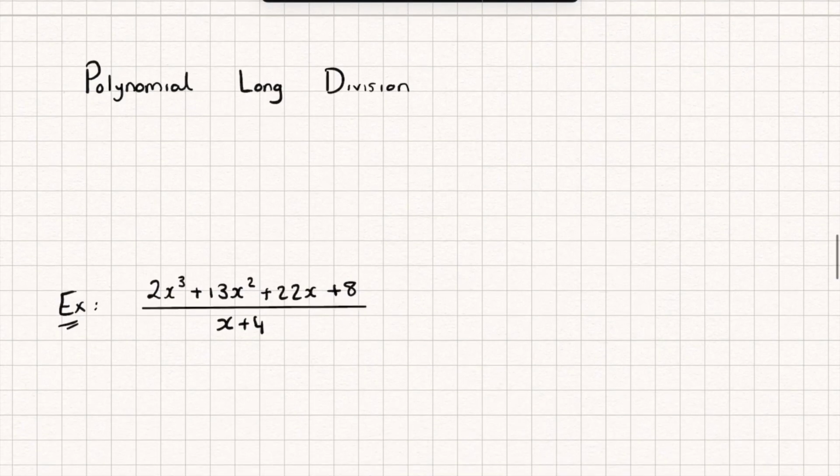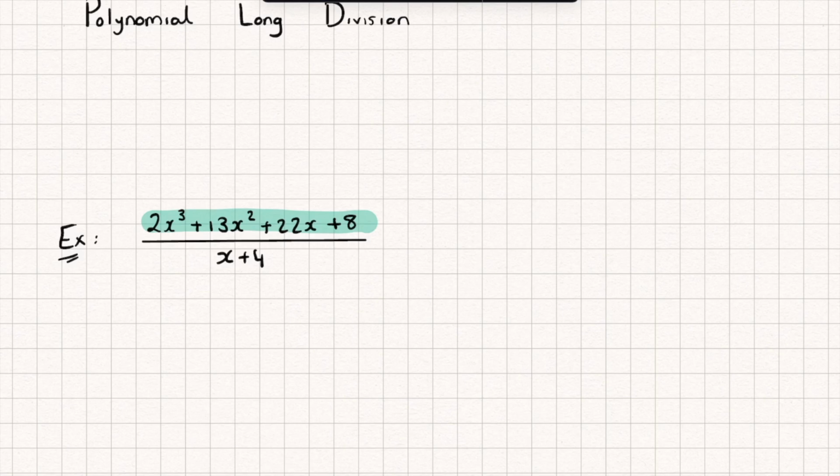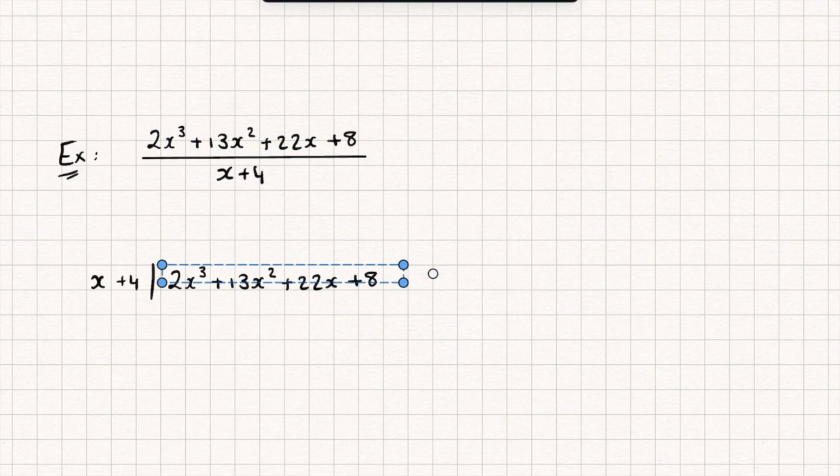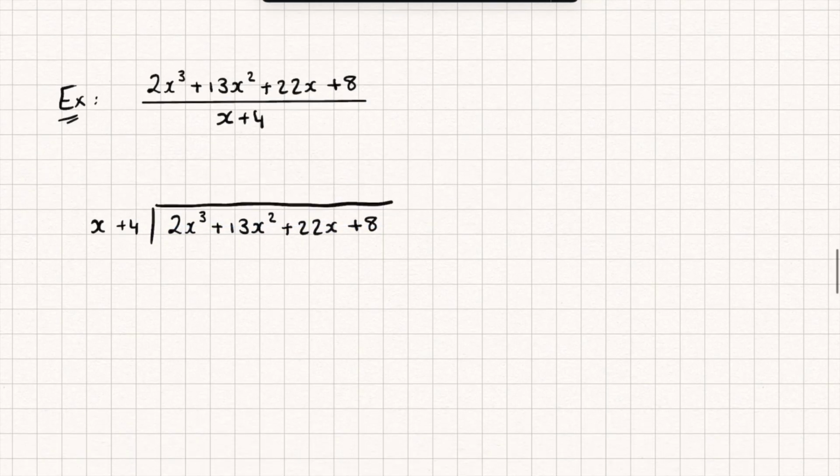Okay, so let's look at this first example where we have this cubic and we're dividing it by x plus 4. To get started, we want to lay it out almost like we're going to do the bus stop method. At the front of the bus stop, we're going to write x plus 4, and then inside we're going to write our cubic. Let me copy and paste this down to save a bit of time. Now we're ready to start with the long division.